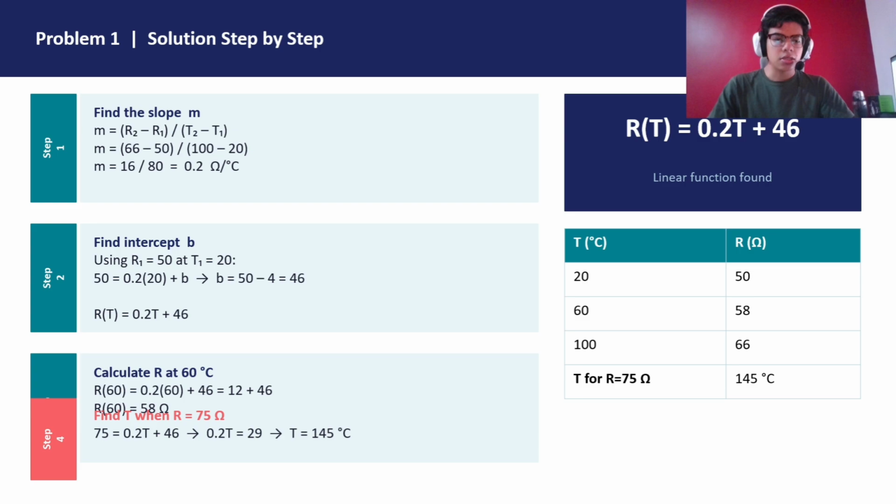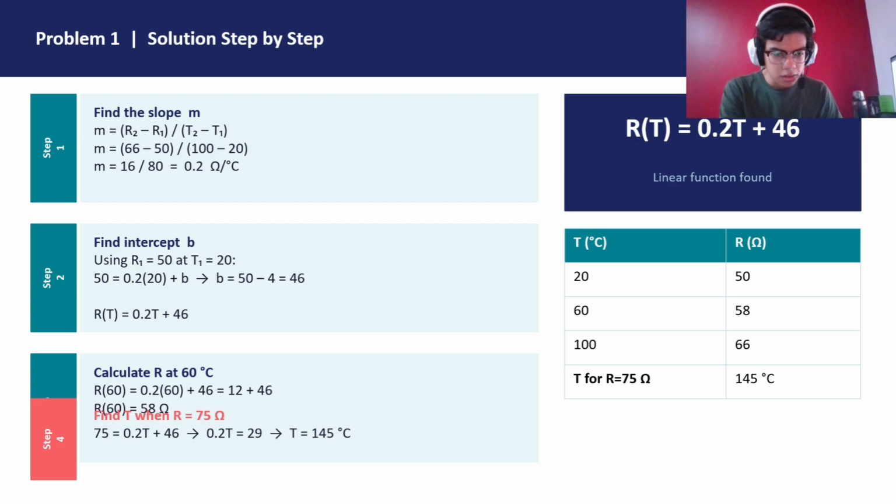And it says, I think the letter is bad, but well, we see. I can see, so I will tell you. R of 16 equals 0.2 of 16 plus 46 equals 12 plus 46. So R of 16 equals 58 ohms. So R of 16 equals 58 ohms.